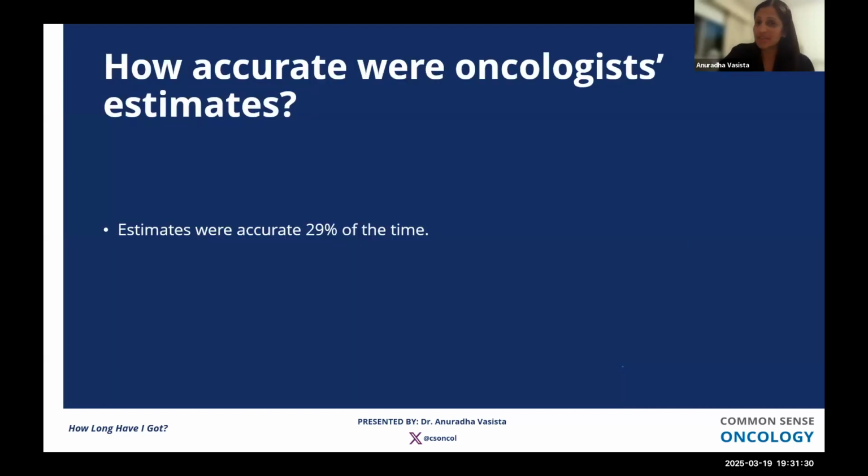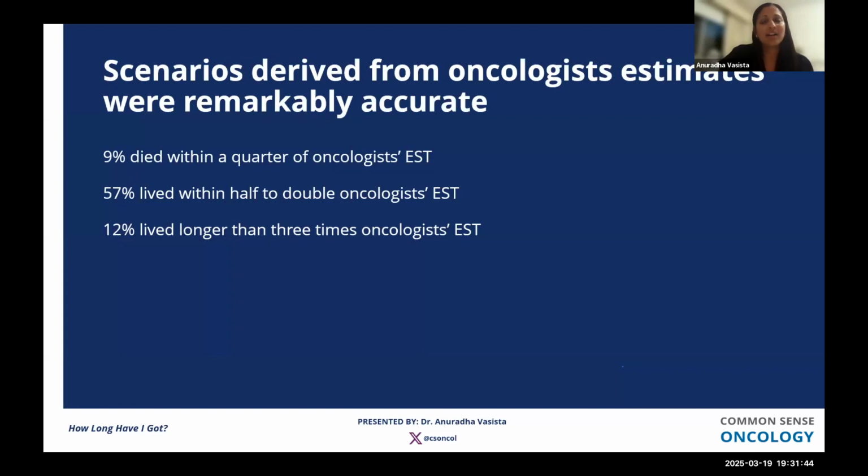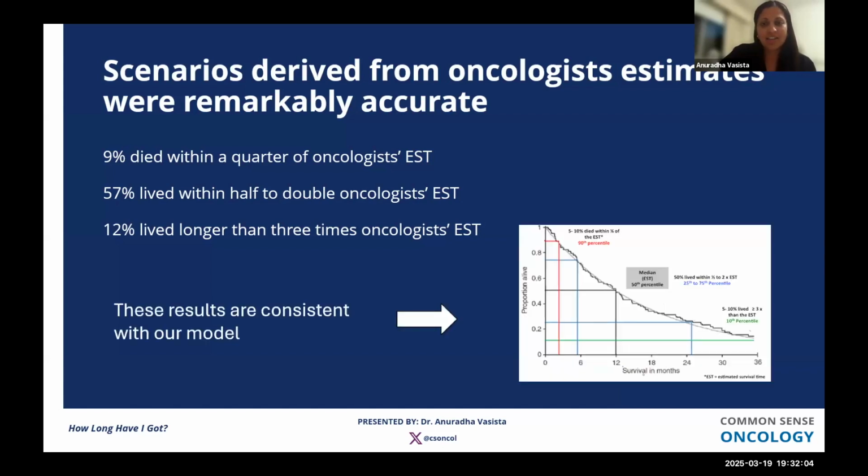So oncologist estimates were not very accurate. We were accurate 29% of the time. So these are just point estimates of survival, and we got it wrong 2/3 of the time. However, the scenarios derived from the oncologists' estimates were remarkably accurate. So we found that 9% died within a quarter of the estimate, 57% lived half to double the estimate, and 12% lived longer than 3 times the estimate. And these results are very consistent with our model that we use to estimate survival time. So that's, again, very reassuring.